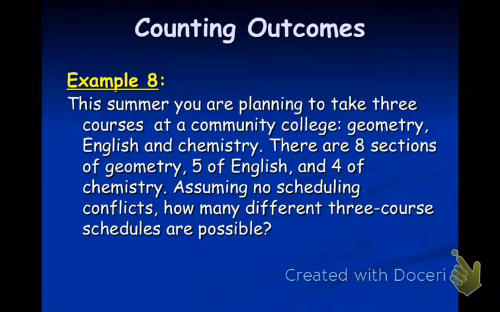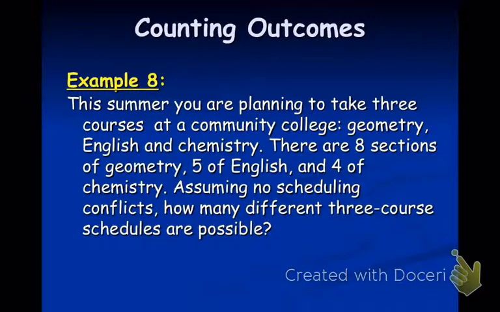All right, so here we go again. So you're taking a class at a community college. You're going to take geometry, English, and chemistry. And they offer 8 different geometry classes with 8 different teachers, maybe at 8 different times, 5 English and 4 chemistry. So you want the probability of figuring out how many different combinations or schedules you can make.